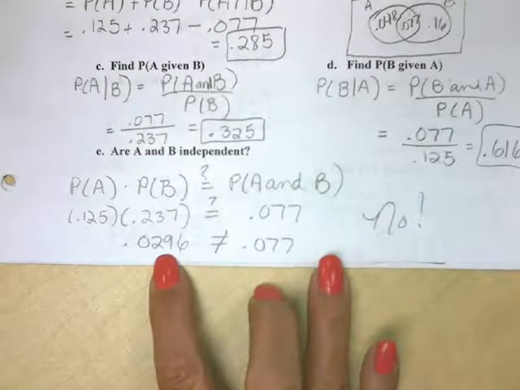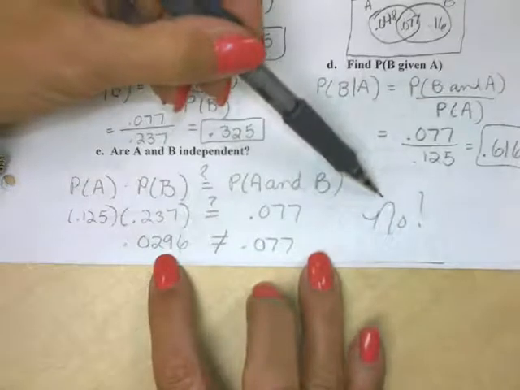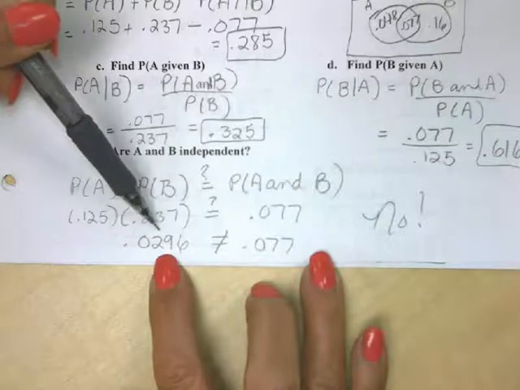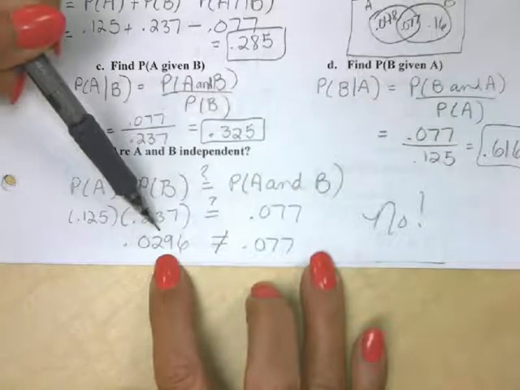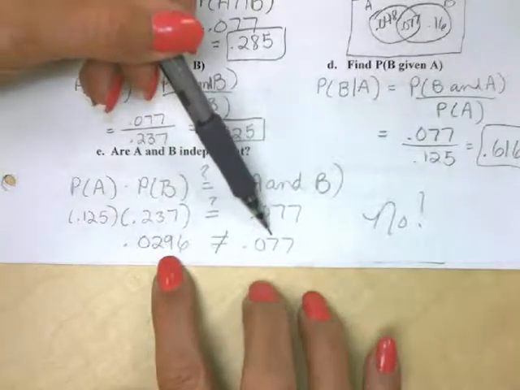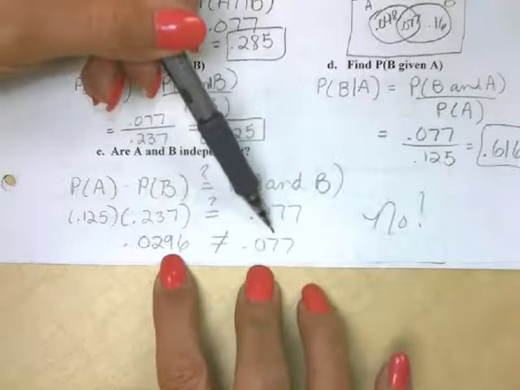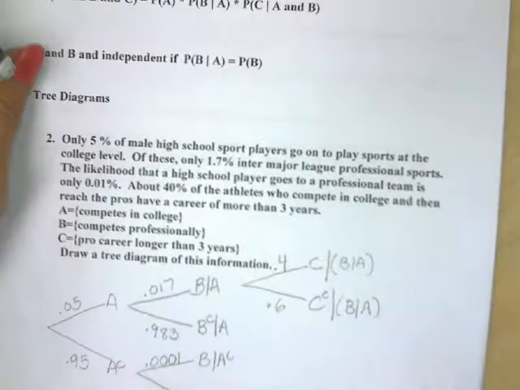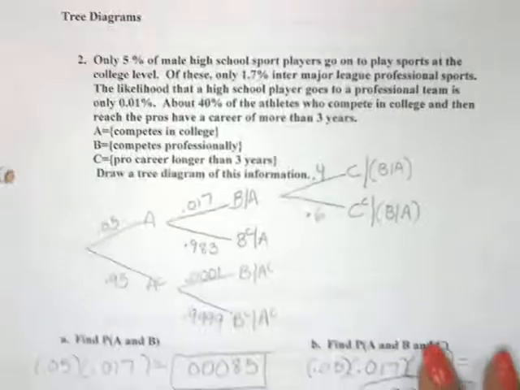So these definitely are not independent events. If they were independent, they would only occur together about 3% of the time. They occur together over 3 times that. They occur together 7.7% of the time. Now, the last thing I want to look back at is the tree diagram that is example 2.